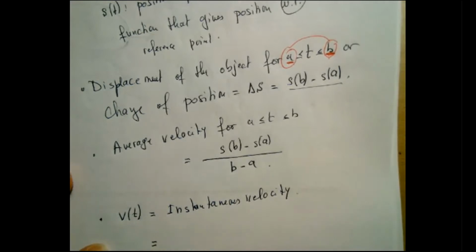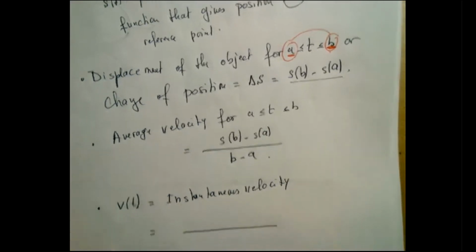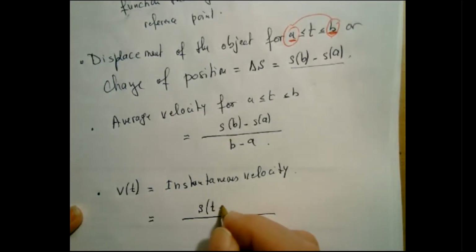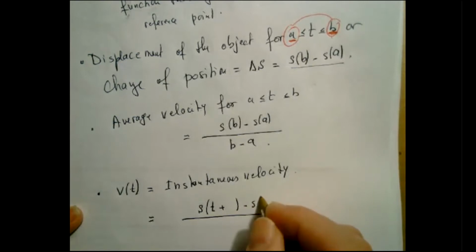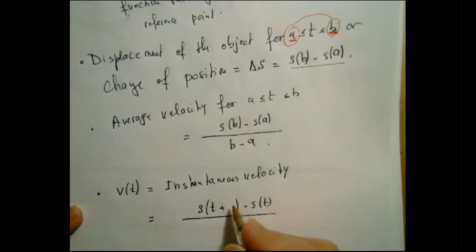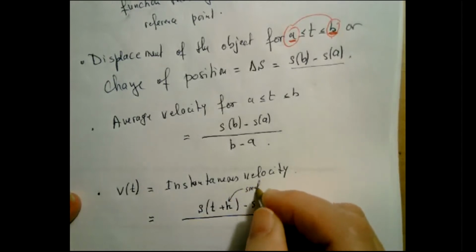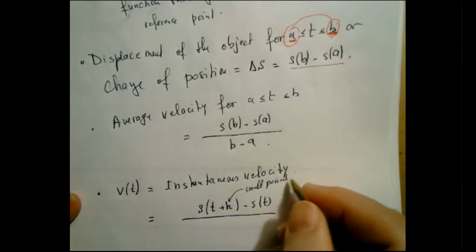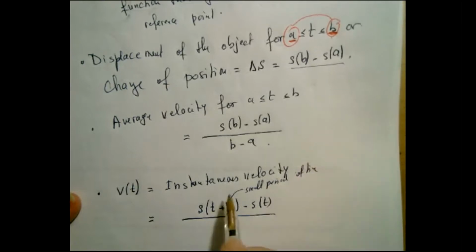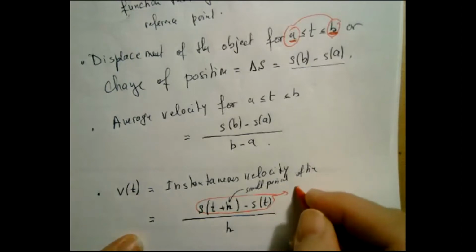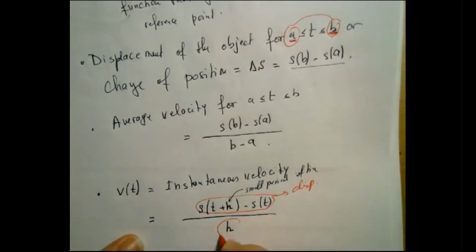What is the velocity? We do the following. We take the average over a small period of time. Now the period of time, we call it h. That represents a very small period of time. So we compute the average between t and t plus a little bit. We divide it by the time. So that's the average, displacement over time.